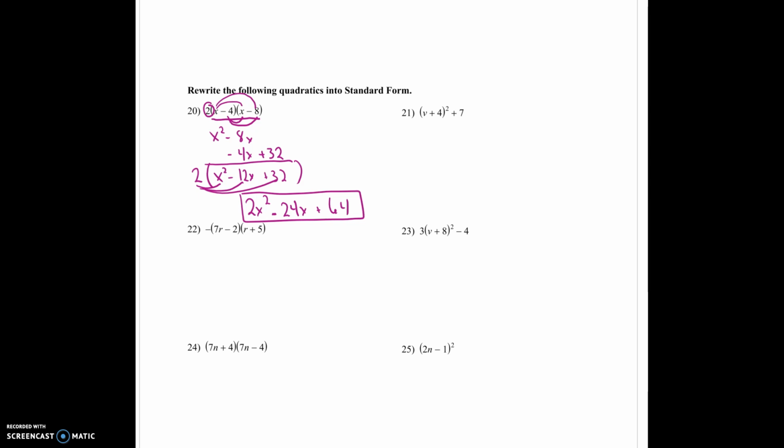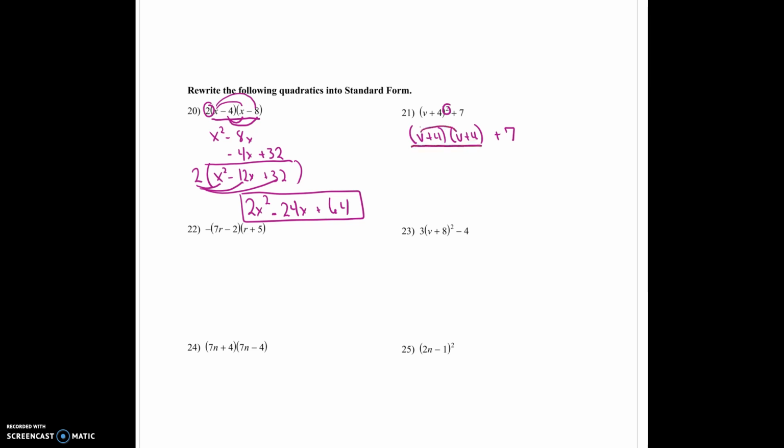So for instance, let's take a look at 21. On 21, this is vertex form, and I need to remember that the squared actually means that there's 2 of these v plus 4s. There is still the plus 7, and so again, when I'm trying to decide what to do, I always have the neighbors meet the neighbors of parentheses.